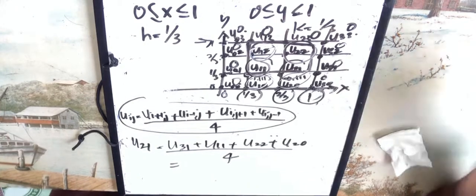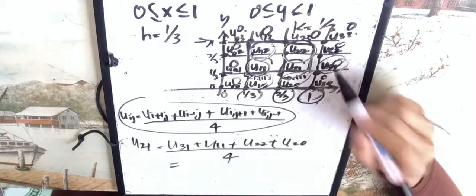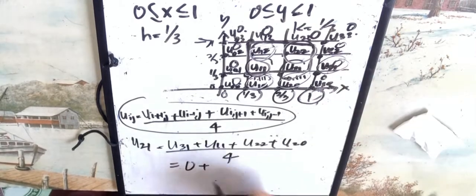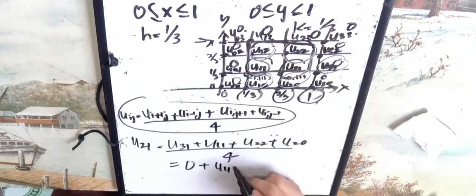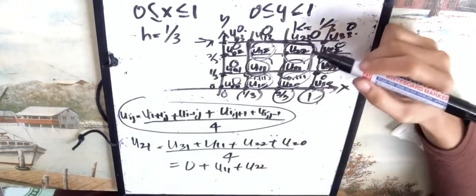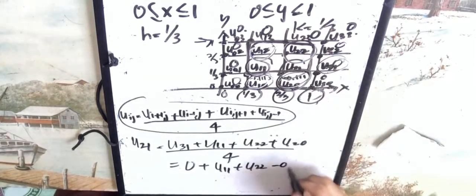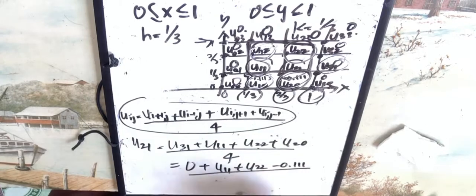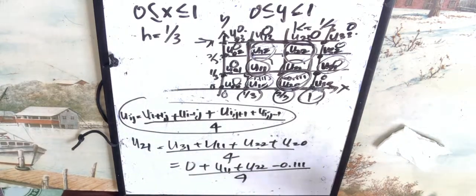Divided by 4. So u31, where's your u31? u31 is here, so it's 0. u11 remains u11. u22 remains u22. How about u20? Where's your u20? u20 is here, so it's negative 0.111, divided by 4. Same thing, you hold it first. You proceed with the third point.